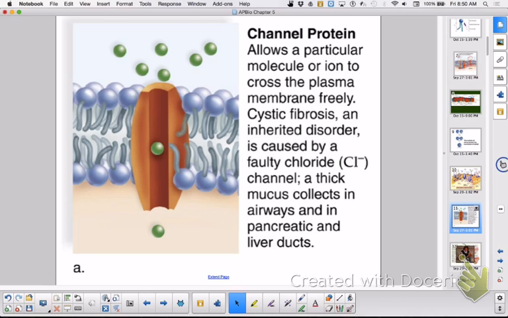Okay, and in this case, in the channel protein, I'm going to let youngest bio buddy use this slide. Go ahead, talk them through it instead of me. Tell them what a channel protein does. Go ahead.